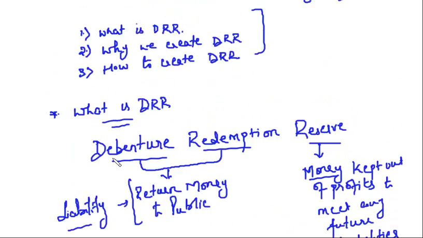So I have answered the first question, what is DRR? What is the meaning of DRR? DRR means the amount that is kept out of profits to meet the future liability. The liability here is the redemption of debentures, right? Now the second point is why we create DRR. This is an important one here.